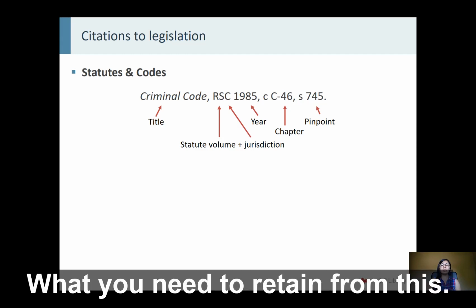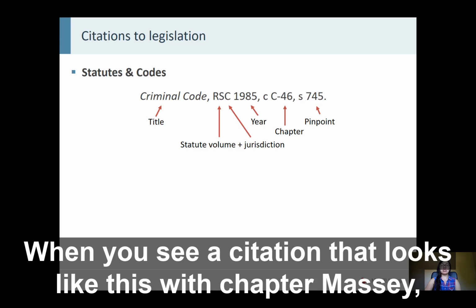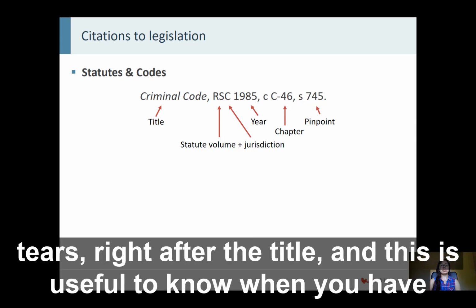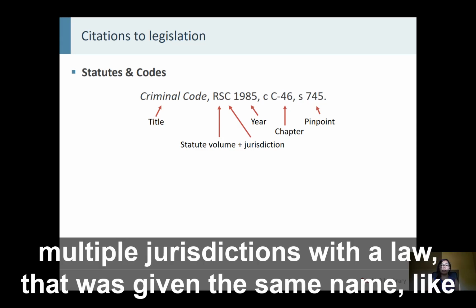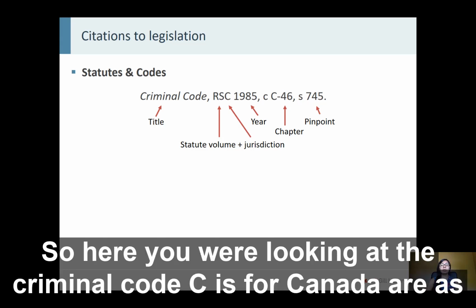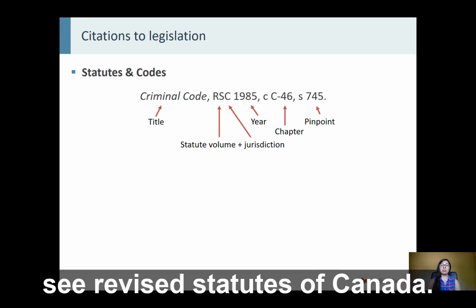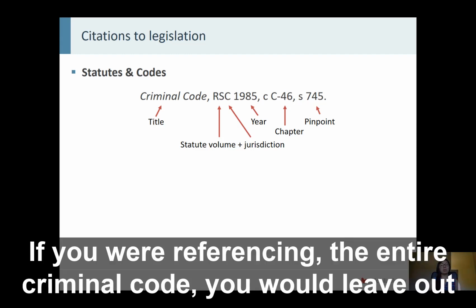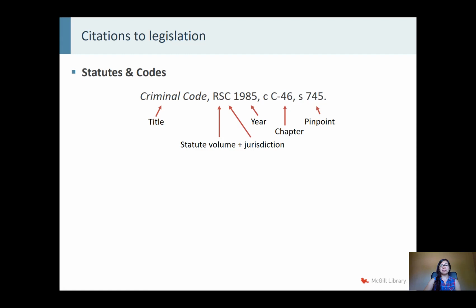What you need to retain from this, when you see a citation that looks like this, with chapters, small c, and sections, is that you're looking at a statute. The jurisdiction appears right after the title, and this is useful to know when you have multiple jurisdictions with a law that was given the same name, like the Motor Vehicle Act. The pinpoint, the exact reference point, is always at the end. So here you're looking at the Criminal Code, C is for Canada, RSC, Revised Statutes of Canada, and you want section 745. If you were referencing the entire Criminal Code, you would leave out the pinpoint.